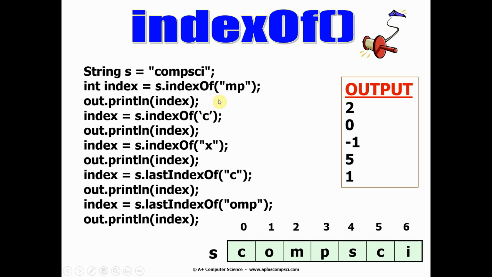Now, indexOf basically does a search. It searches through the string, starting at the beginning, and returns the first place where it finds that. And so, like in our example, we're searching for MP. Well, that substring is found at spots 2 and 3, but indexOf returns one number, so it can't return 2 and 3, so it returns the first number, 2. So that'd be the first answer. And then if you're looking for a C, the C is at spot 0, so that'd be 0.